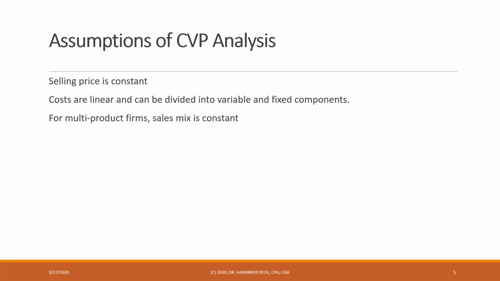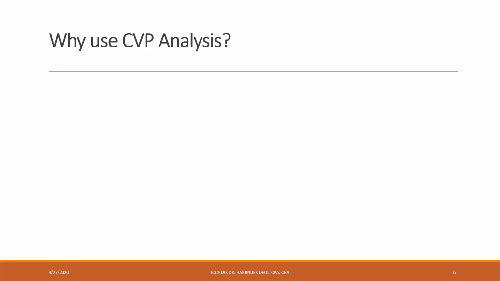remain the same. If you're selling two different types or two different flavors of chips together as a unit, then that will remain constant. So we will not change that product mix because that can have impact on sales. For manufacturing companies, we are going to assume that the number of units produced are the same as number of units that are sold. So all of our CVP analysis is based on these assumptions for what we are learning.